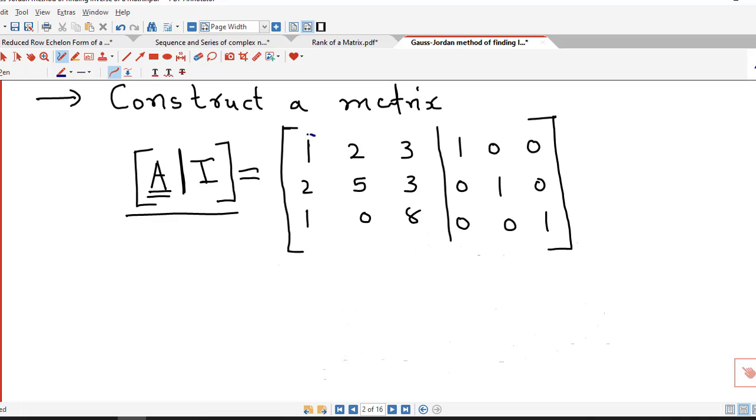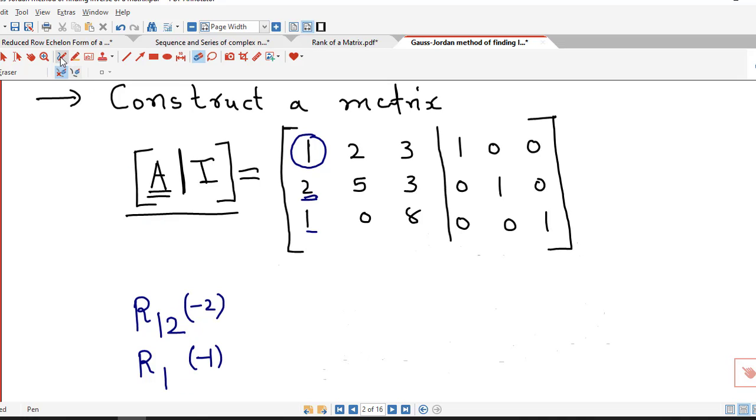So we start with first non-zero entry of first row. It is already 1, so we have to make these two entries 0. So to make this entry 0, we have to multiply first row by -2 and add in second row. Similarly, we have to multiply first row by -1 and add in third row, so that we obtain 0 here. So here second and third row will change. Here I have to write 3.